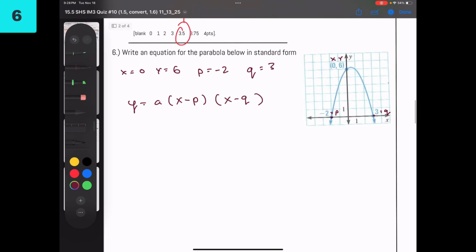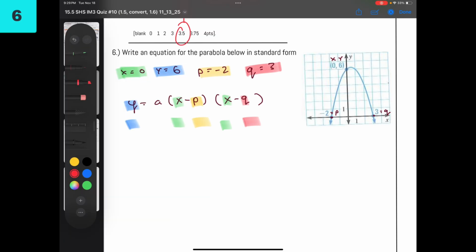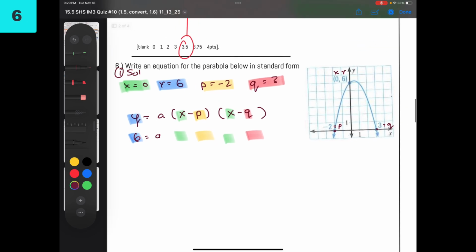Okay, so then we're just going to have a highlighting party. X is 0. Y is 6. P is negative 2. And Q is 3. Let's go ahead and fill those in. So 6. We're solving for A here. Solve for A.